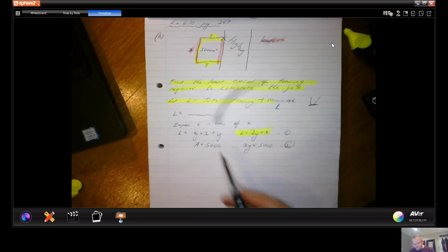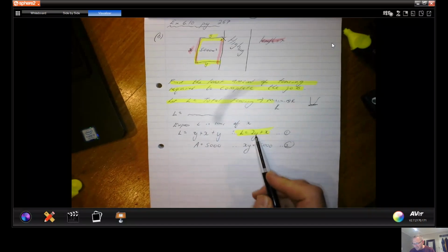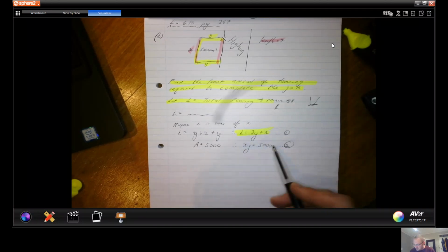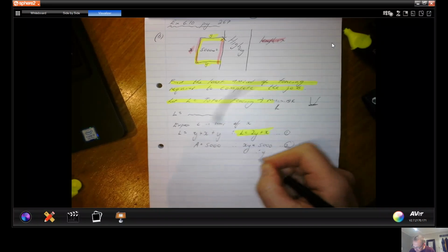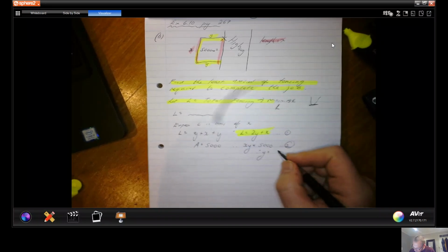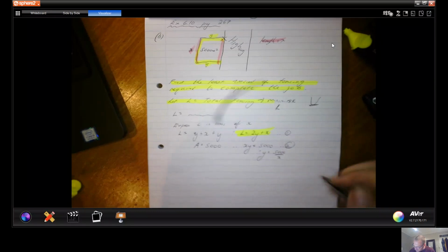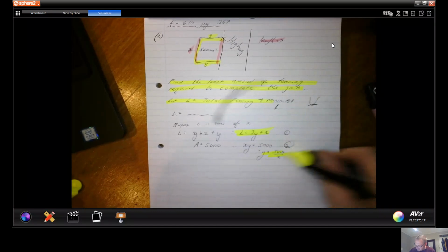Okay. We could now go get length. I need to get length in terms of one variable. I could either get it in terms of x or in terms of y. It wouldn't matter. I said we're going to try to get it in terms of x. To do that, I need to get rid of the y. So I'm going to use the fact that if xy is 5,000, y is equal to 5,000 over x. So let's use that.